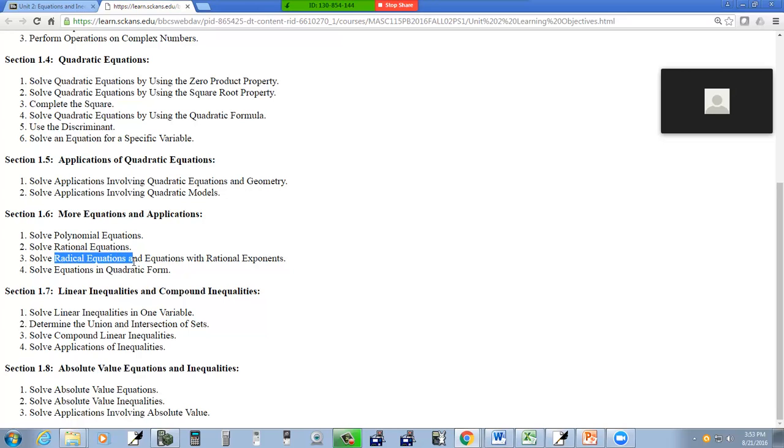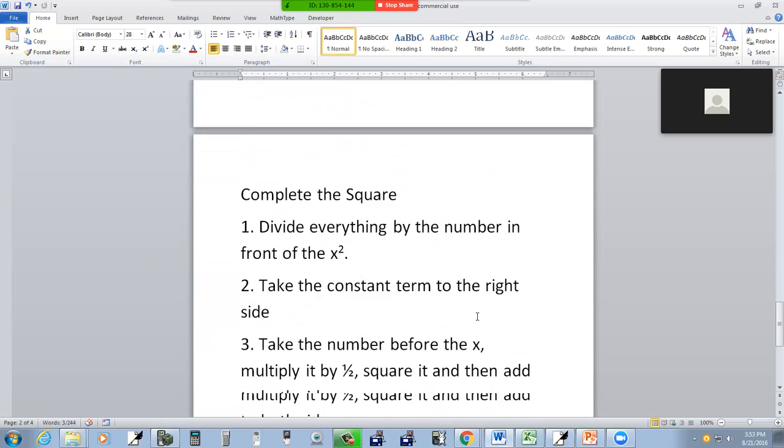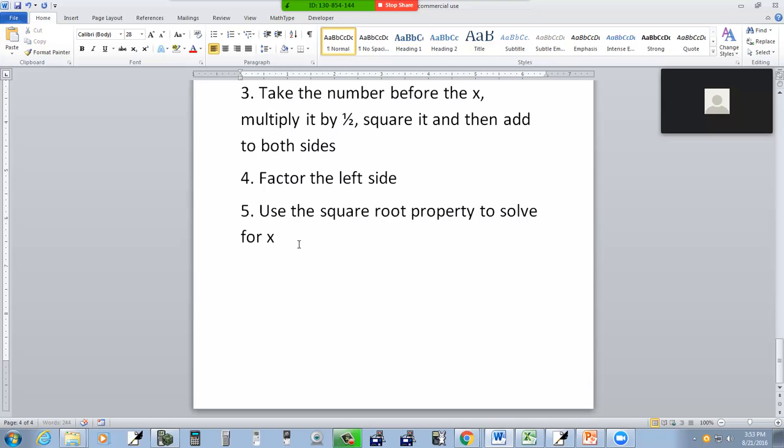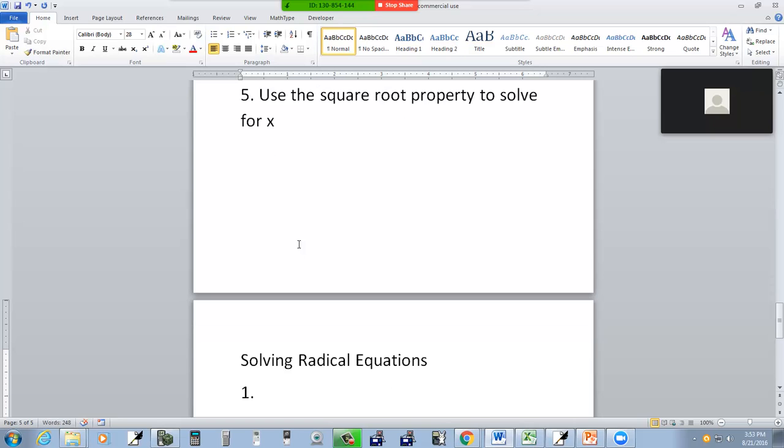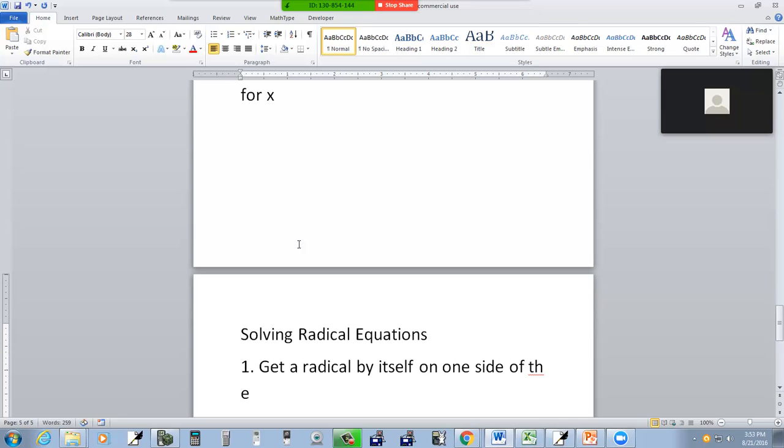Now radical equations. Let's talk about those. Now a radical equation is easy to identify. It's an equation, it's got a radical. So solving radical equations. Now our first step is to get a radical by itself on one side of the equals. We'll talk more about what I mean by that. I want to look at some examples. But do not create a fraction. These are challenging enough without putting fractions in there.